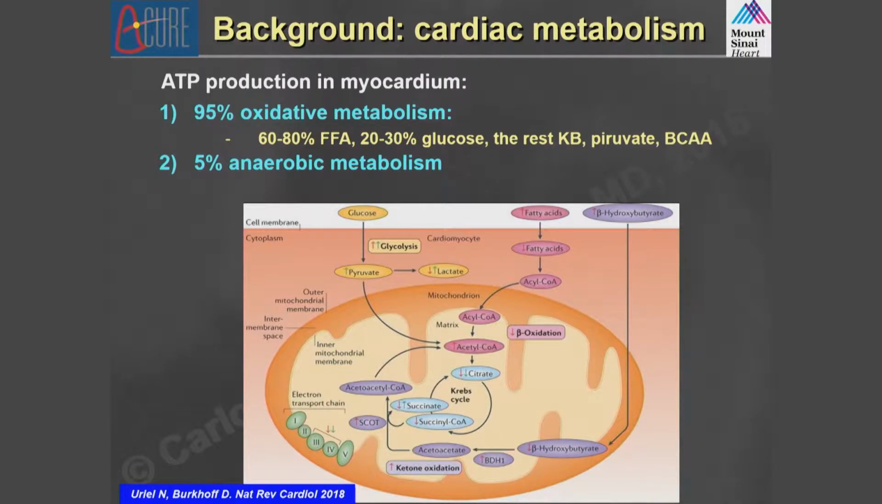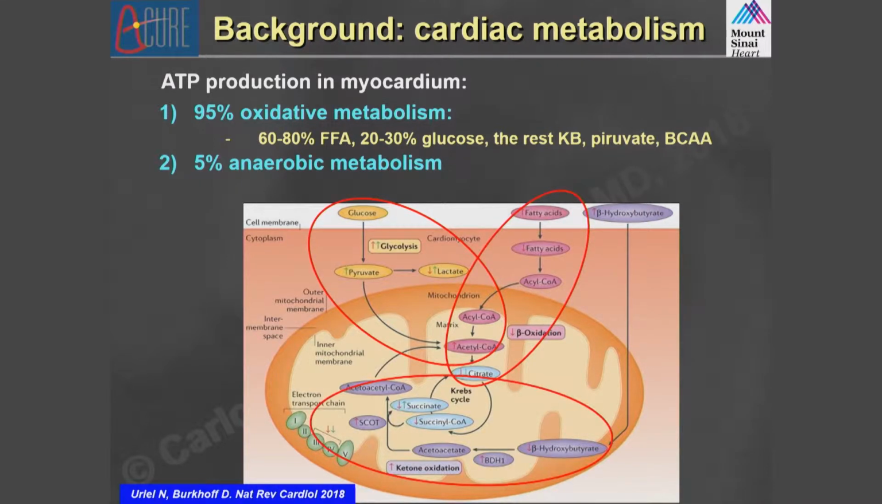We can see here how all these metabolic pathways coincide in the oxidative metabolism: how glucose is metabolized into pyruvate and goes into acetyl-CoA and into the Krebs cycle, but can also branch out to lactate and anaerobic metabolism; how fatty acids are also incorporated into the Krebs cycle; and how finally ketone bodies, both beta-hydroxybutyrate and acetoacetate, are also incorporated into the Krebs cycle.